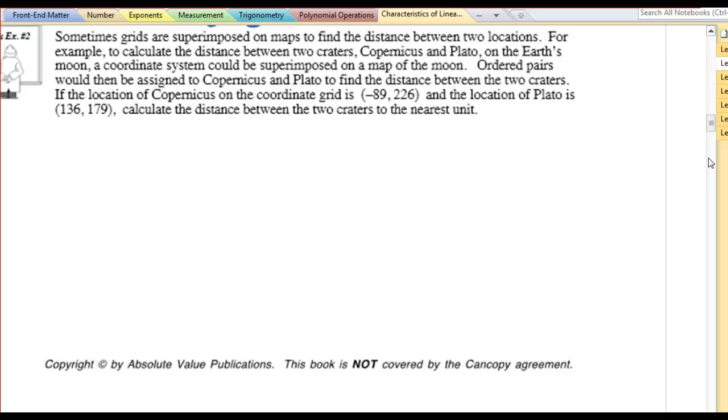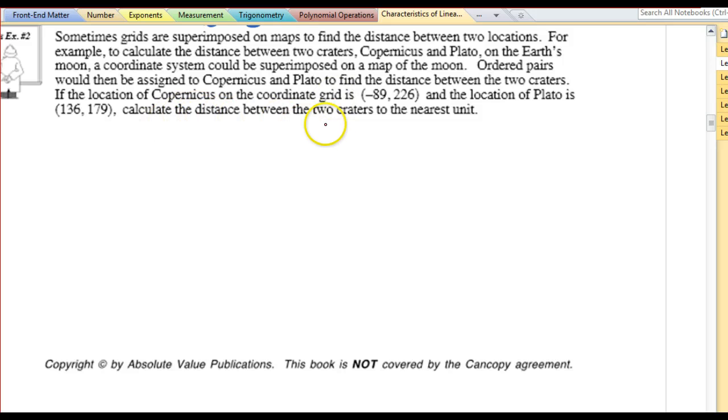Sometimes grids are superimposed on maps to find the distances between two locations. For example, to calculate the distance between two craters, Copernicus and Plato, on the Earth's moon, a coordinate system could be superimposed on a map of the moon. Ordered pairs would then be assigned to Copernicus and Plato to find the distance between the two craters.